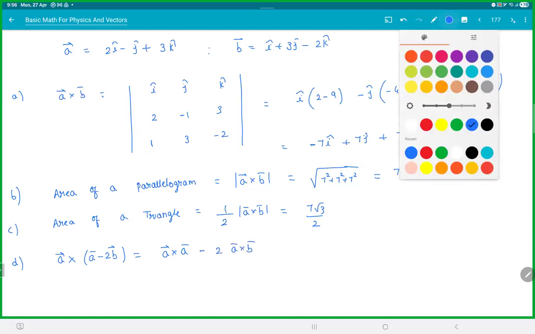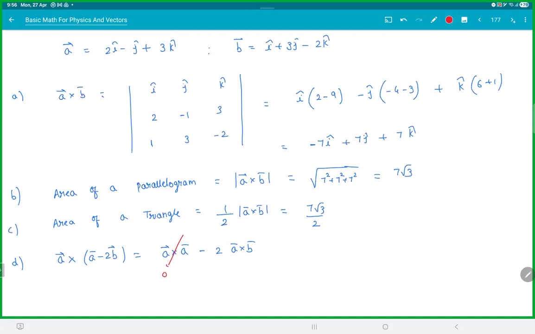What is A cross A bar? 0, because like vectors will give you 0. So this is simply minus 2 times A cross B bar. I already know A cross B bar, so minus 2 into minus 7i plus 7j plus 7k. There you can multiply and that's your answer. Easy. So there is no need to find A minus 2b and then do the dot cross product and all. That's lengthy. This is faster.